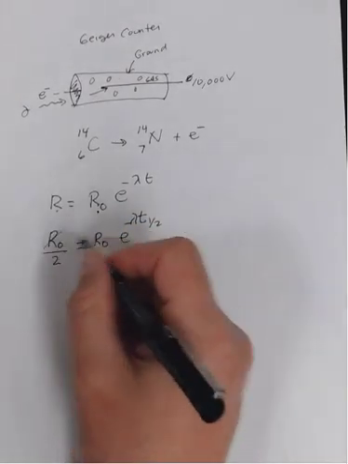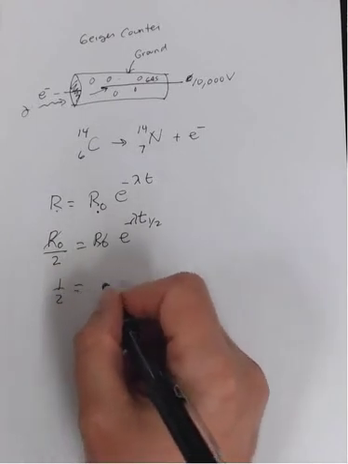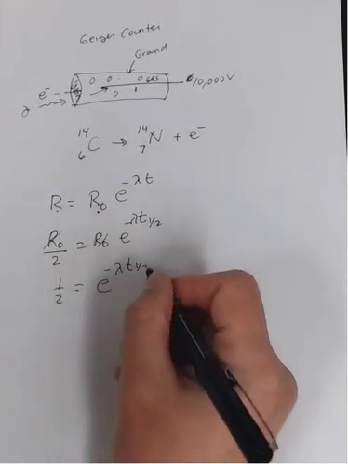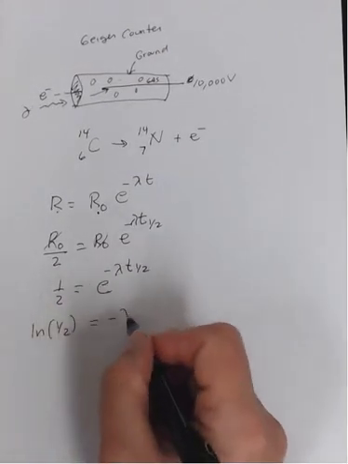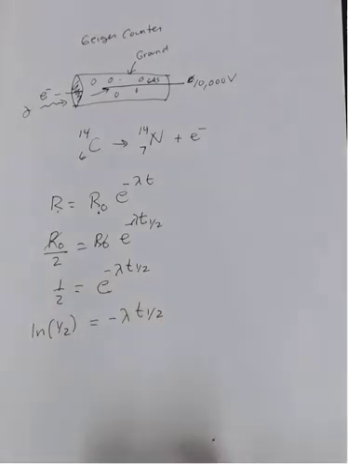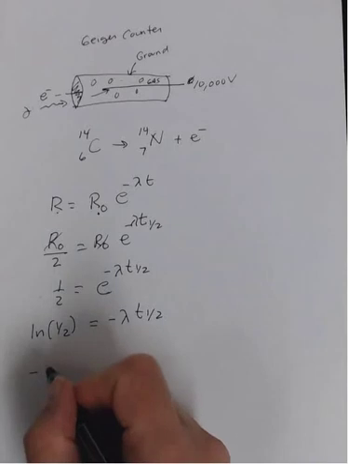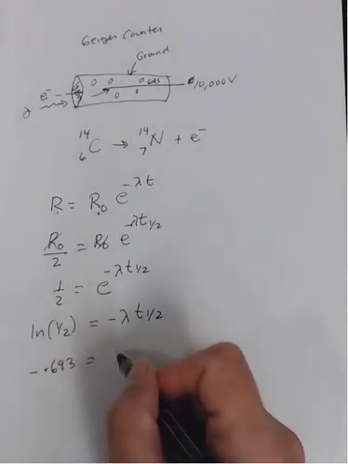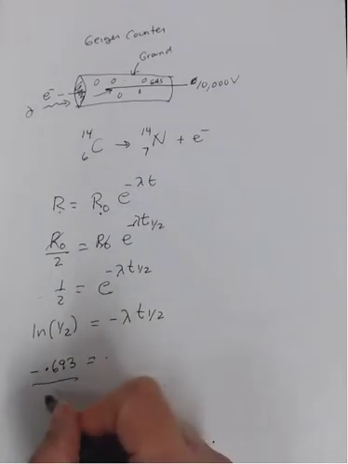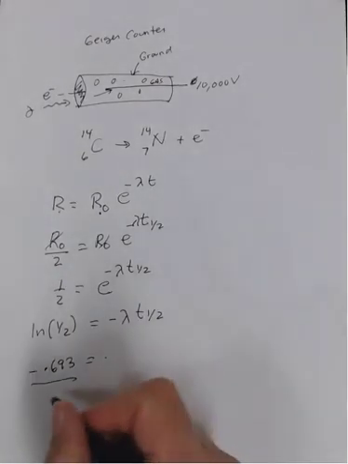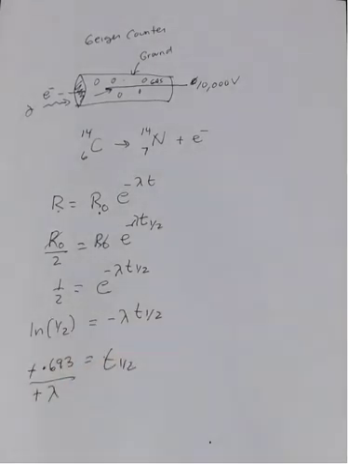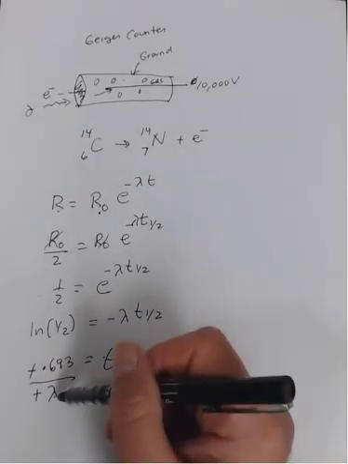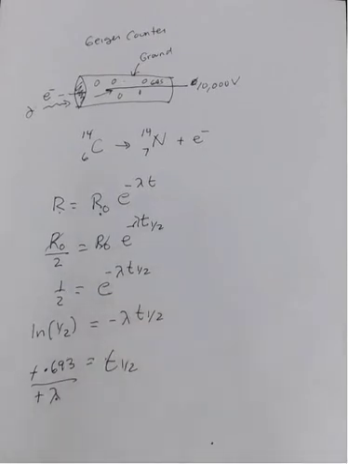If you look at this, we can cancel out both of those. We'll have 1/2 equals. Now if we take the natural log of both sides, the natural log of 1/2 is negative 0.693, and then if I divide by negative lambda, I get T1/2 equals 0.693 over lambda. So if you know your half-life, you know the decay constant, or if you know the decay constant, you know your half-life.